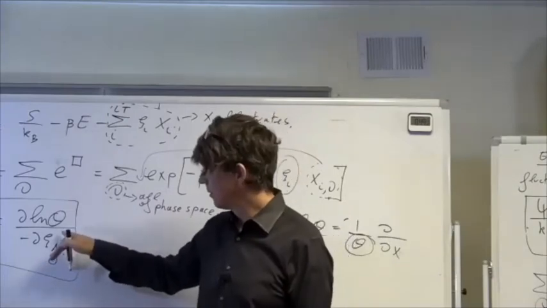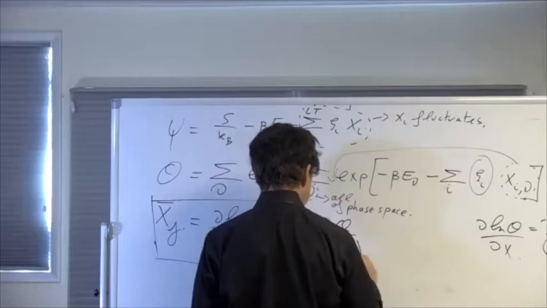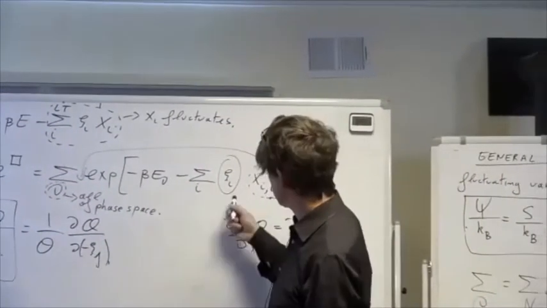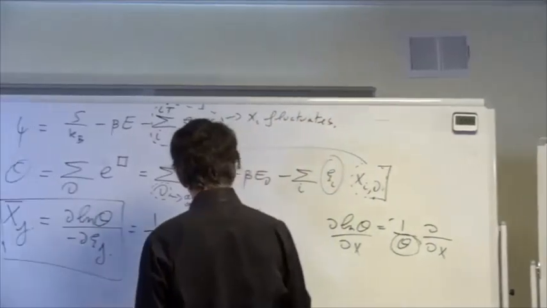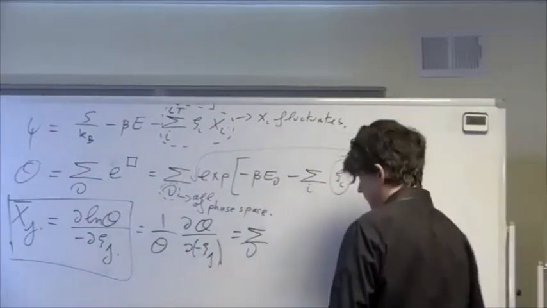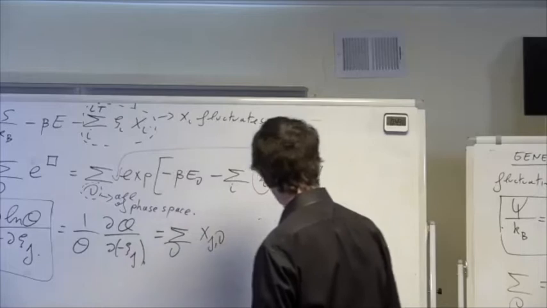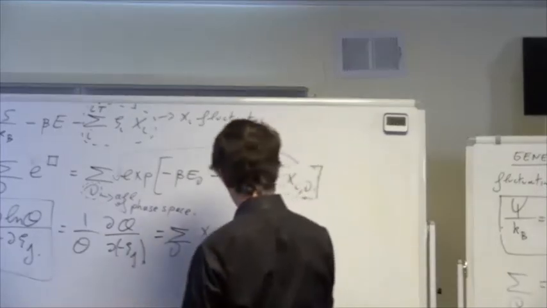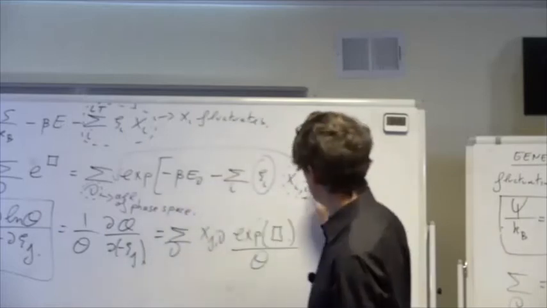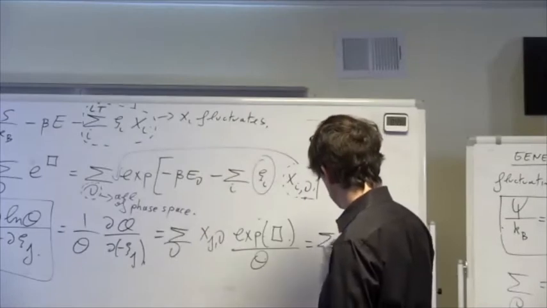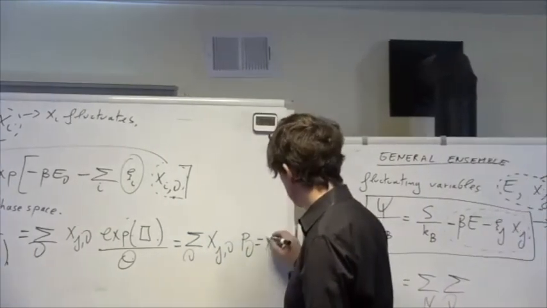Because this is equal to 1 over theta d minus psi j. And when I take the derivative with respect to psi j, I lift out xj. And so what I'm getting is the sum over states of xj nu, that's what I'm lifting out when I take the derivative with respect to minus psi j of the exponential of the whole box thing, divided by the partition function. The box thing is this whole thing here, the whole Hamiltonian. And so this is equal to the sum over nu of xj nu times the probability of that microstate. So this is equal to the average of xj.